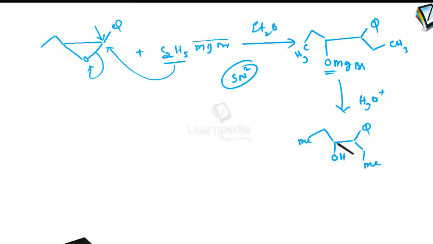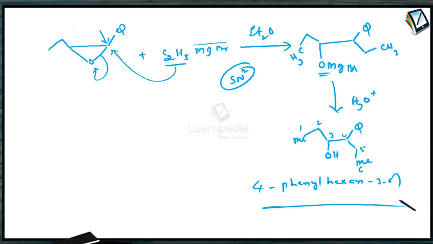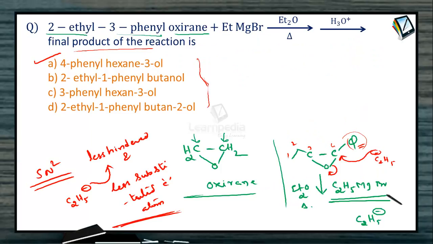So now we have the OH group here. So if we start from here, 1, 2, 3, 4, 5, and this carbon is 6. So it is hexan-3-ol. But on the fourth carbon we have phenyl. So 4-phenyl-hexan-3-ol. That's how an alcohol is formed. So the answer is A.